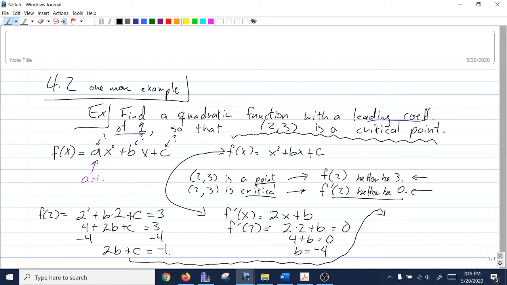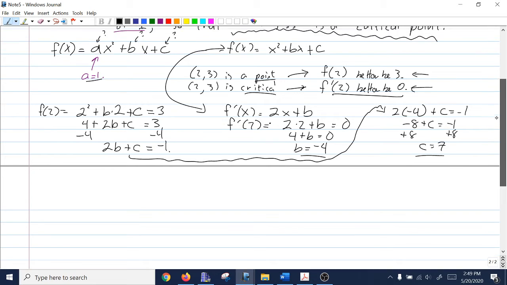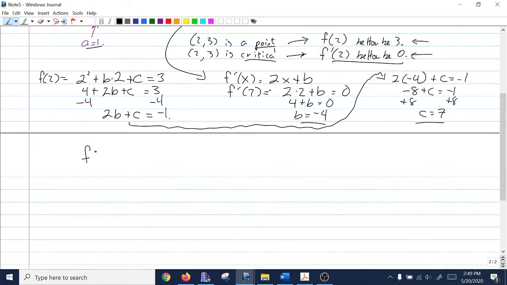2b plus c equals negative 1. Now I know what b is, so negative 8 plus c better equal negative 1. Add 8 to both sides, c has to be 7. I have a, I have b, I have c. I have everything I need to write down my answer. The quadratic function they're looking for is f of x equals 1x squared minus 4x plus 7. Cool.